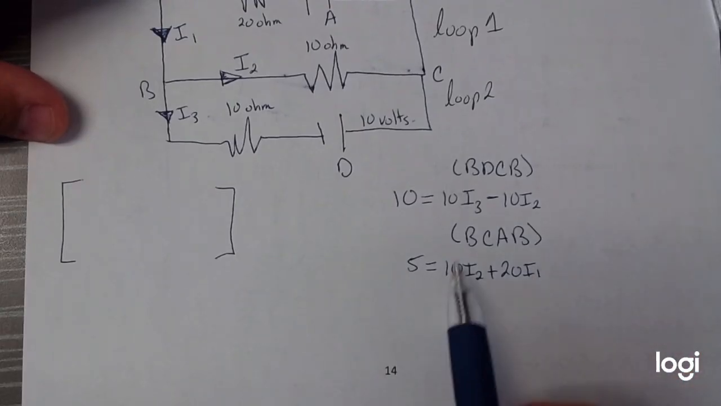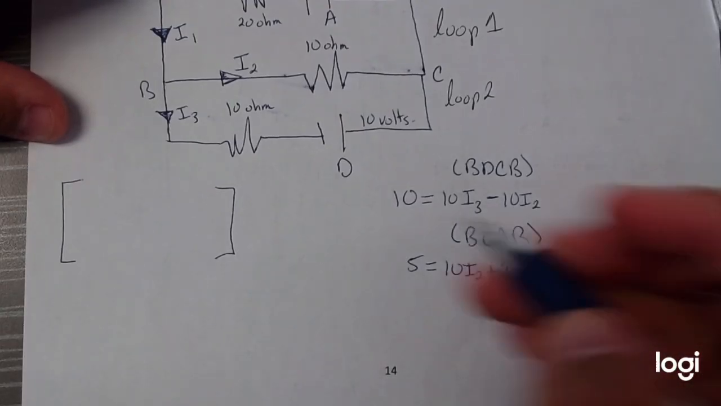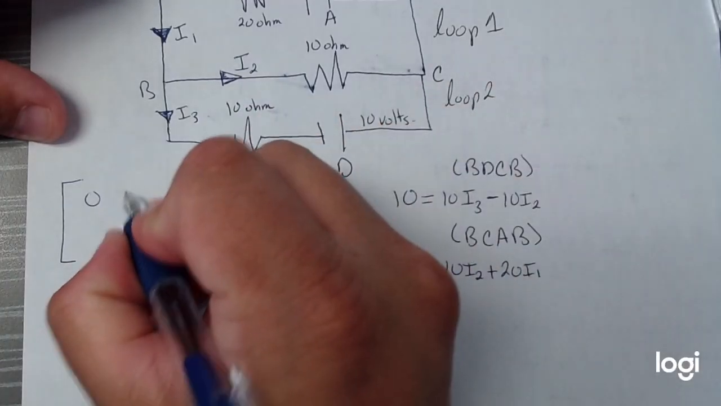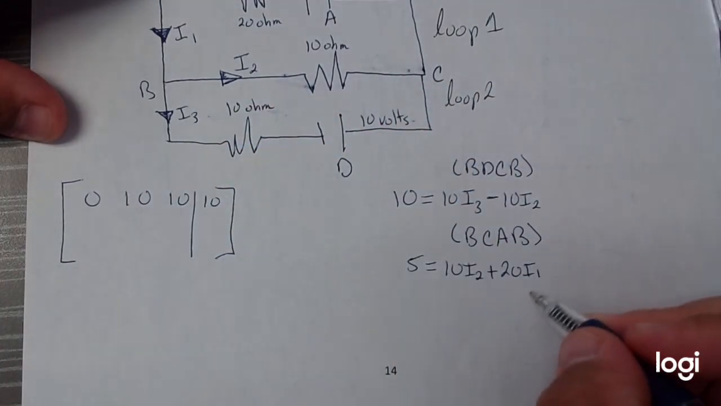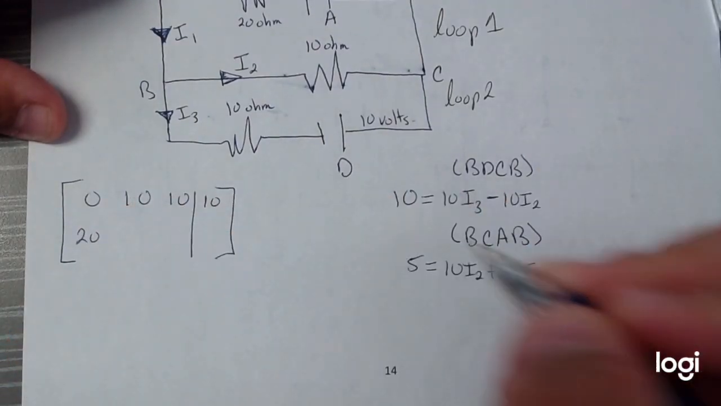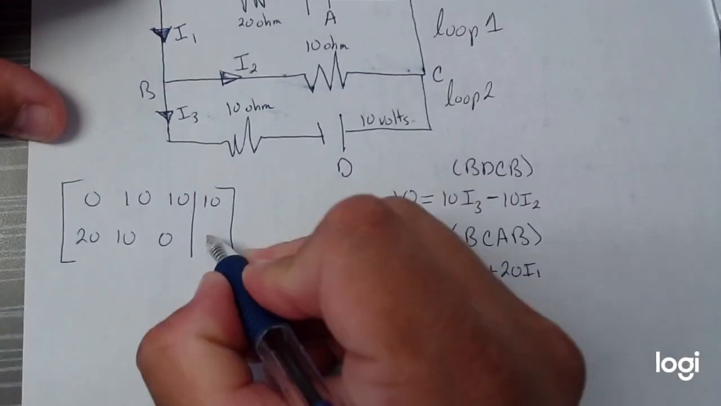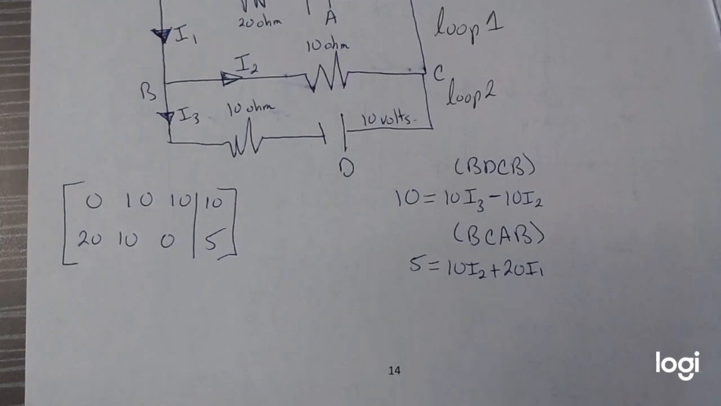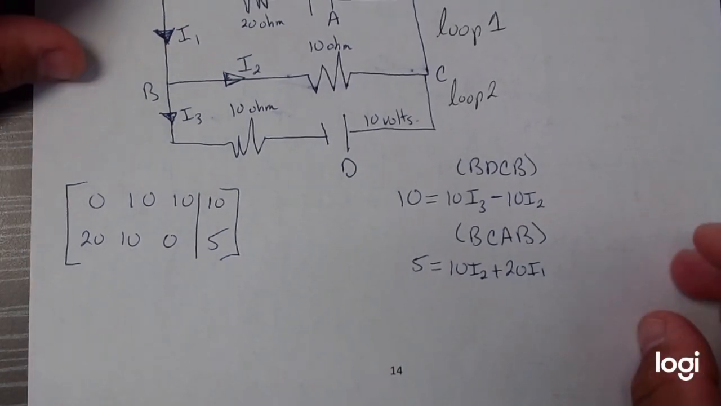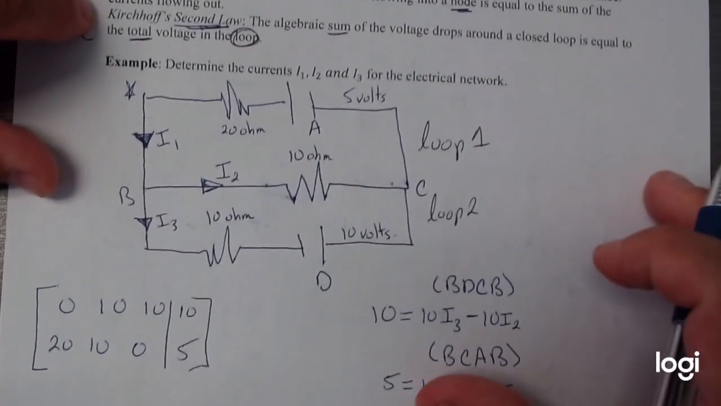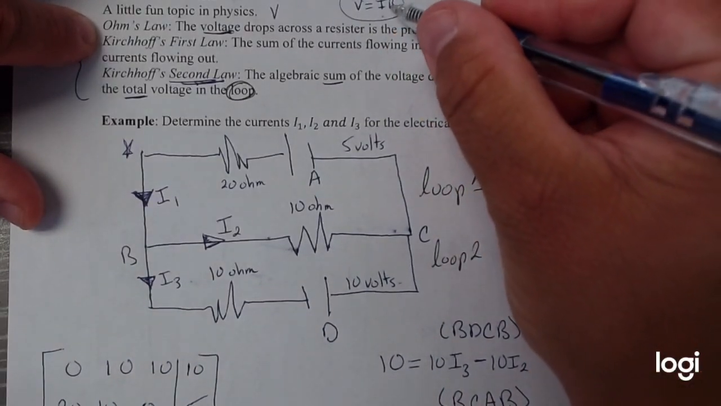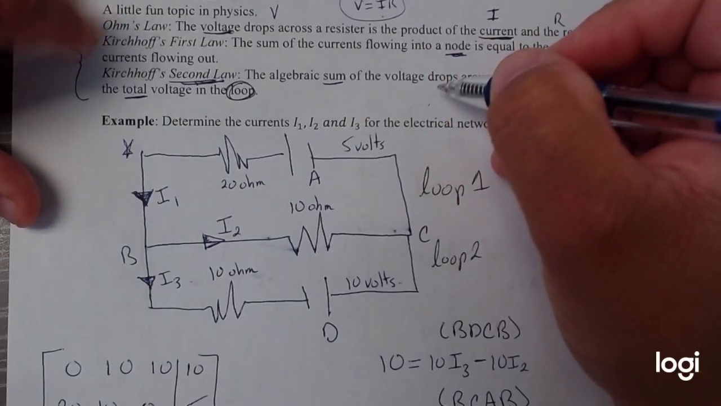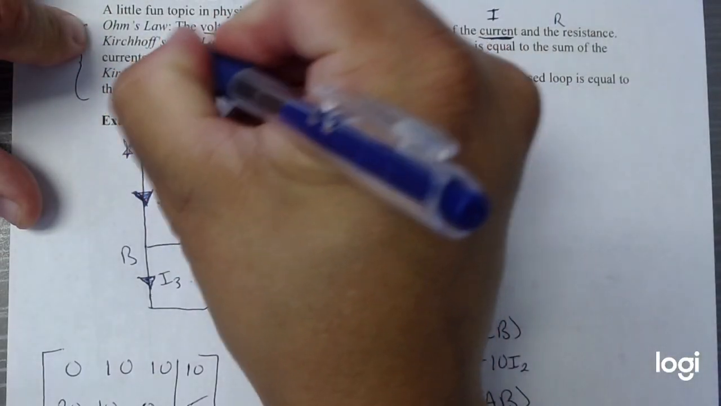So if I just follow this format, I'll do this one first. We have no I1, so it'll be 0, 10, 10, 10. And this one's going to be 20, 10, 0, 5. Now, we actually have a problem, because we actually haven't used this one. Or have you used one, the Ohm's law and second law, but when do we actually use this one? And this is going to be our third equation we need.